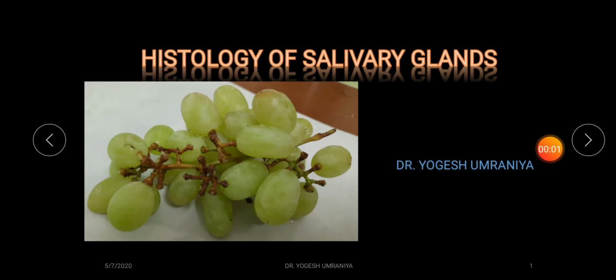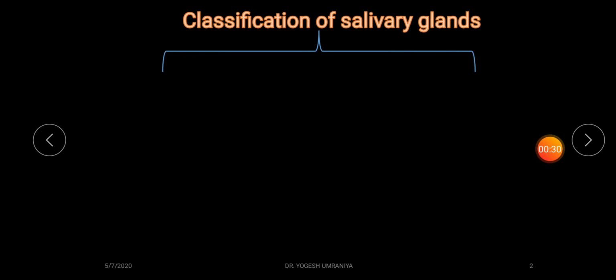So today we are going to discuss the histology of the salivary glands. The main function of the salivary gland is to produce saliva, which is useful in the initial digestion of the food. Another function of the salivary gland is to keep the oral cavity moist. In the next slide we will discuss the classification of the salivary gland.